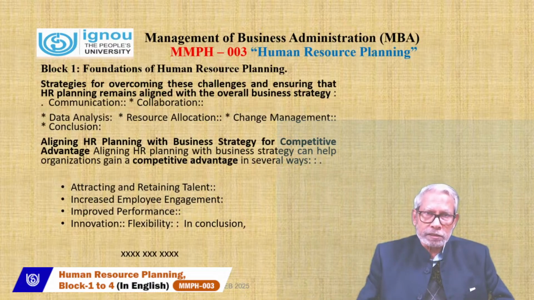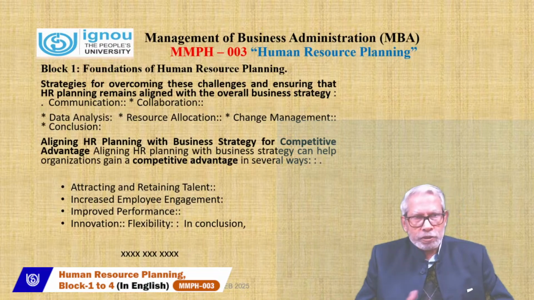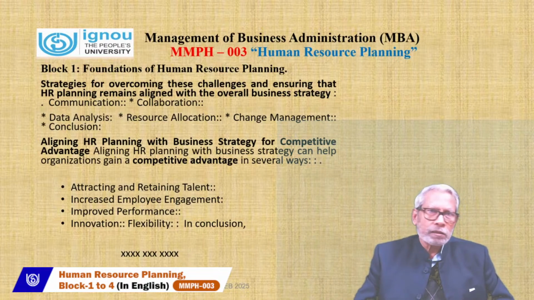How to overcome these things? Whatever challenges and issues there are, how do you overcome them? You have to ensure that HR planning remains aligned with the overall business strategy. For that, what is required? Communication and collaboration are the main things. Then data analysis, resource allocation, and change management. So all these parts you have to do strategically to ensure that your plan is good and the overall business strategy is aligned.